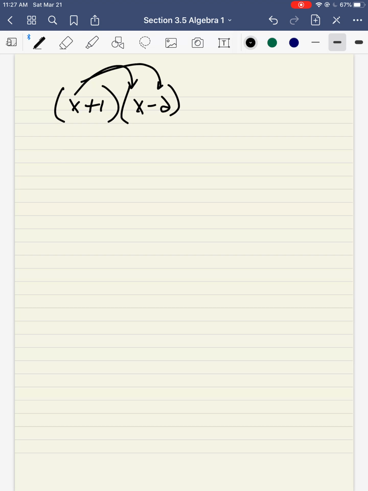Now if I have x plus 1 parentheses x minus 2, I'm multiplying binomials. I'm going to take the first term, which is my x, and distribute it over the x minus 2. So x times x is x squared. X times a minus 2 is a minus 2x. Then I take the 1 and I distribute that. 1 times x is x, and 1 times a minus 2 is a minus 2.